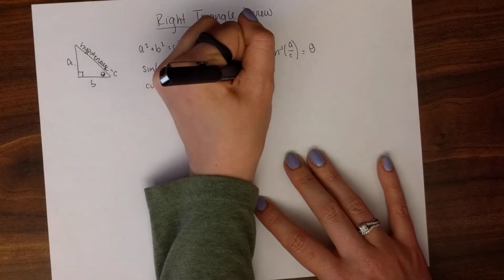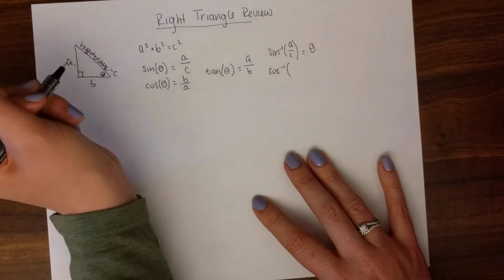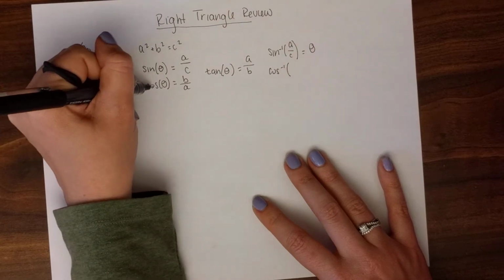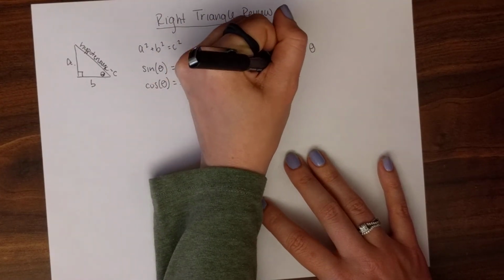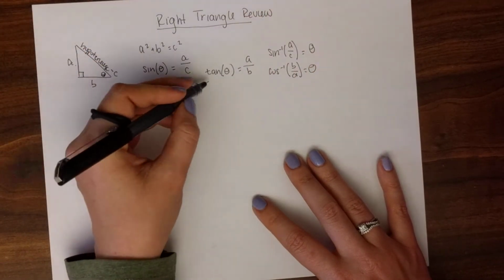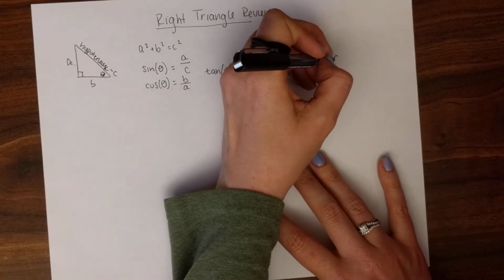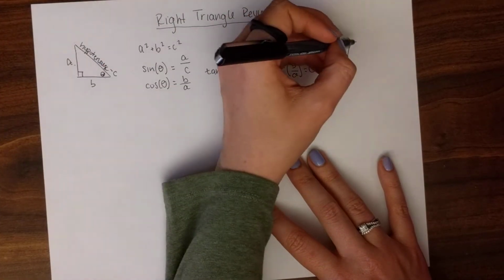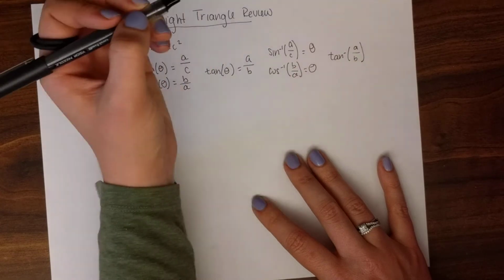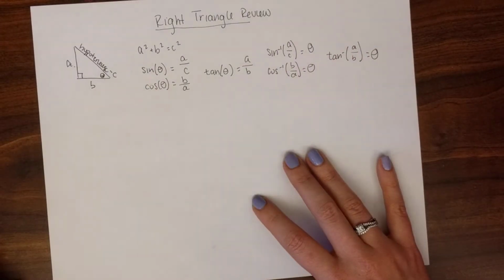Same thing with cosine. We have a cosine inverse function. You can find these on your calculator. That's going to be the cosine inverse of B over C is equal to theta. And then finally we have tangent inverse. So tangent inverse of A over B gives us our angle theta.